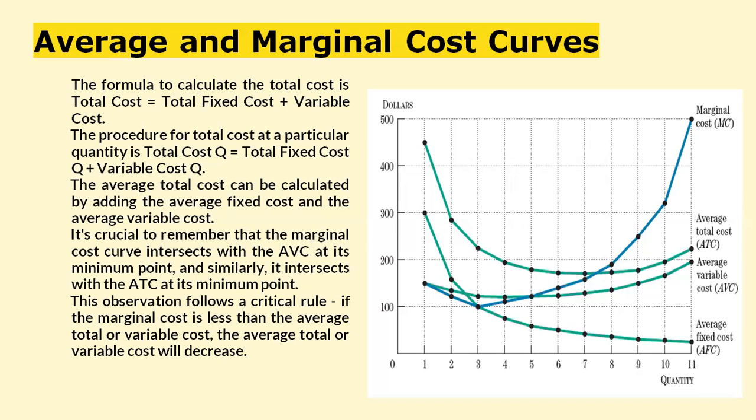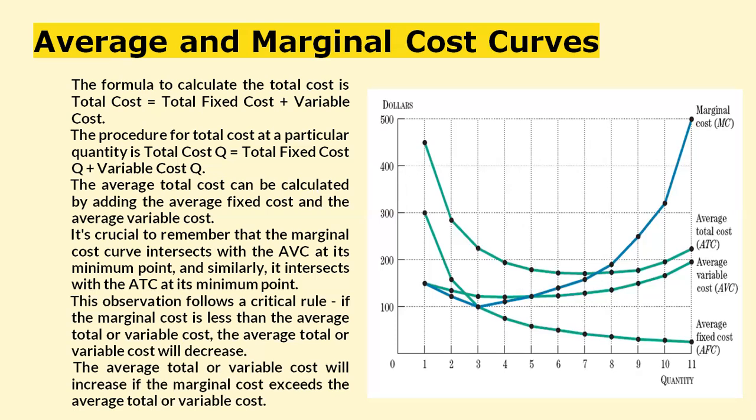This observation follows a critical rule. If the marginal cost is less than the average total or variable cost, the average total or variable cost will decrease. The average total or variable cost will increase if the marginal cost exceeds the average total or variable cost.